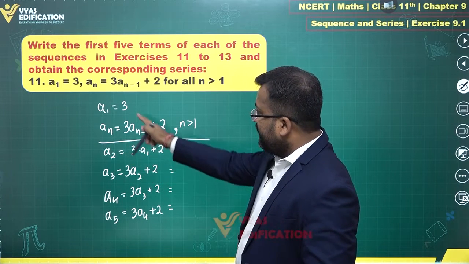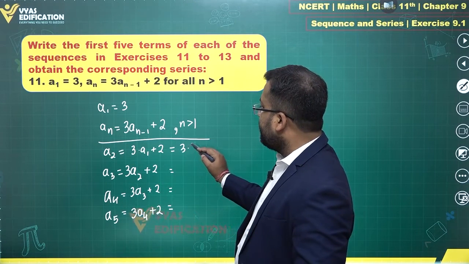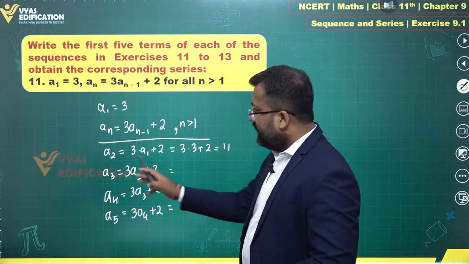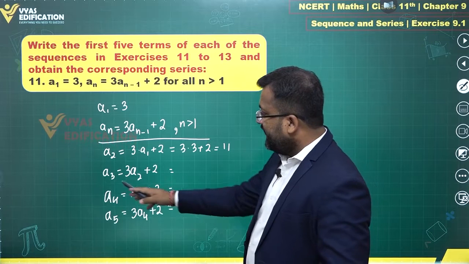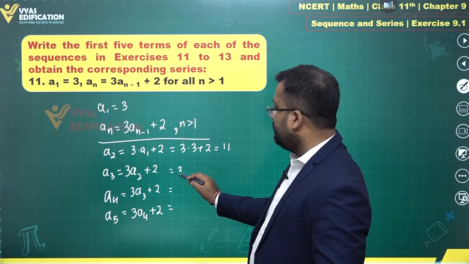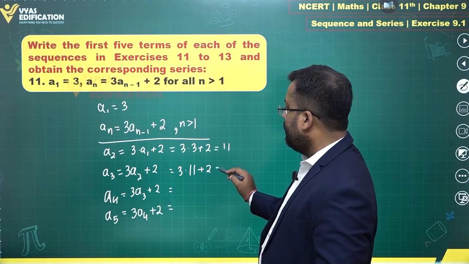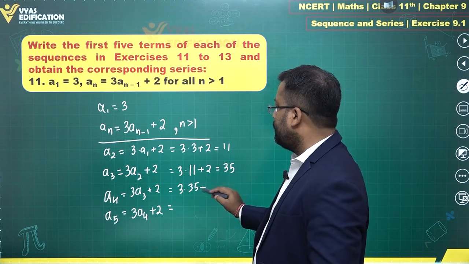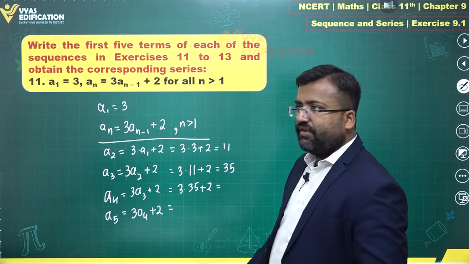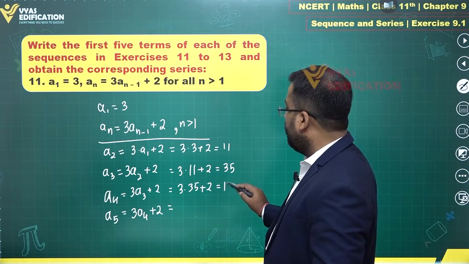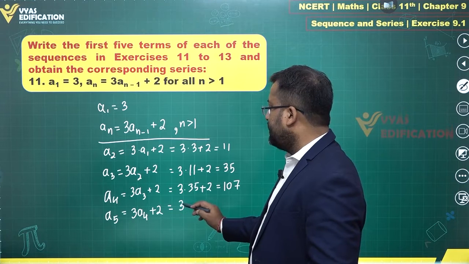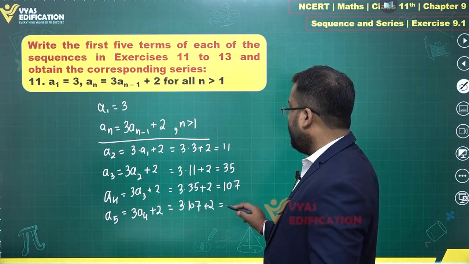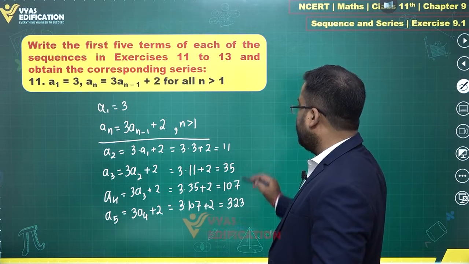A2 will be 3 times A1, which is 3 times 3 plus 2. What is that? 3 times 3 is 9 plus 2 is 11. A2 is 11 therefore. A3 is 3 times A2 plus this, that is 3 times 11 plus 2. What is that? 35. This is 3 times 35 plus 2. What is that? 3 times 35 will be 105 plus 2, which is 107. This is 3 times 107 plus 2. What is that? 321 plus 2 is 323.